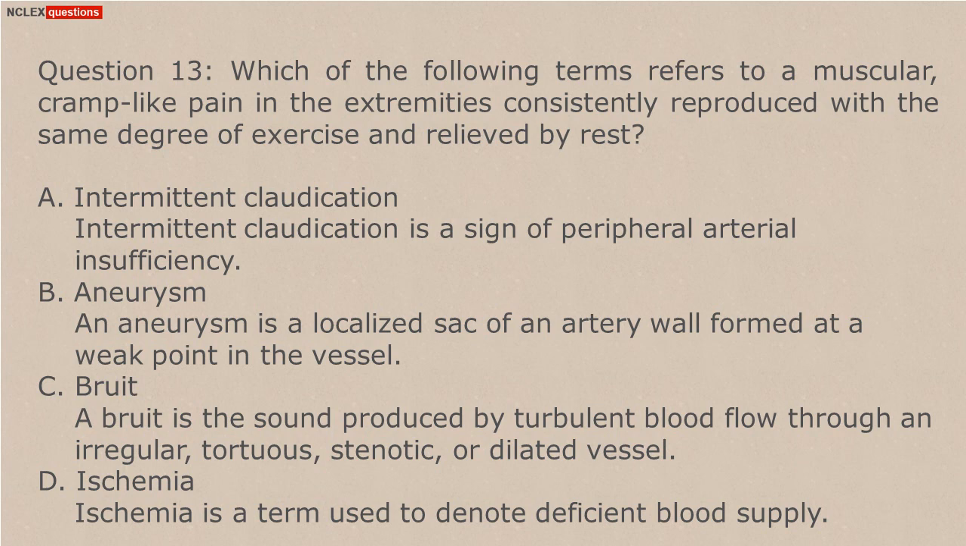B. Aneurysm. An aneurysm is a localized sac of an artery wall formed at a weak point in the vessel. C. Bruit. A bruit is the sound produced by turbulent blood flow through an irregular, tortuous, stenotic, or dilated vessel. D. Ischemia. Ischemia is a term used to denote deficient blood supply.